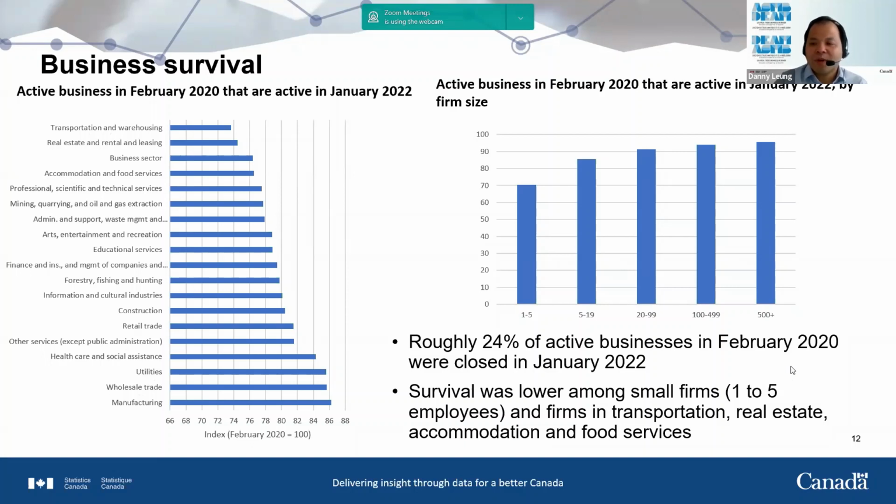There's definitely patterns by firm size as well. If you are small, 1 to 5 employees, the probability of you not being in existence or active now, I think it is lower, right? Your survival rate was only 70%, compared to larger firms, which were like 95.